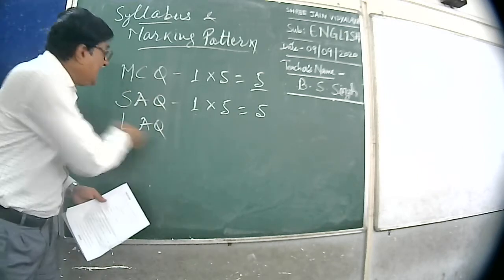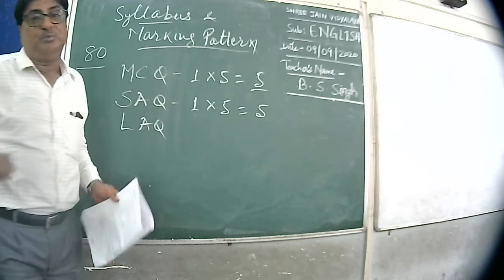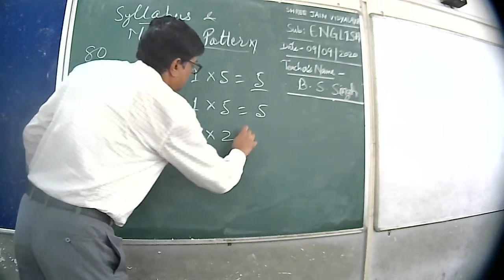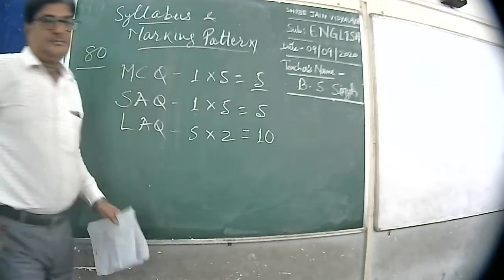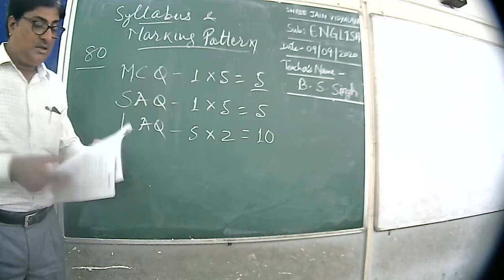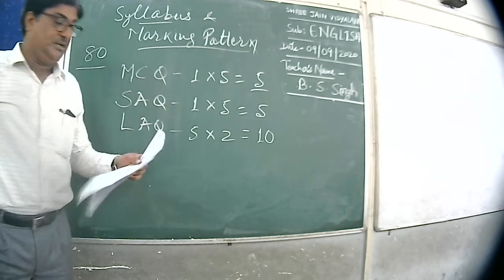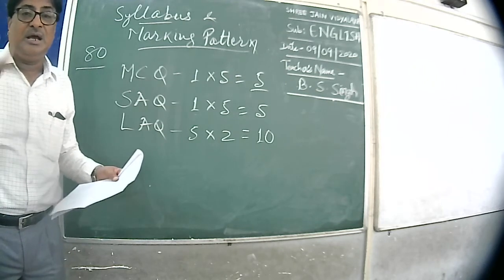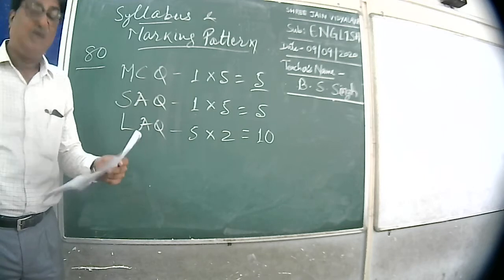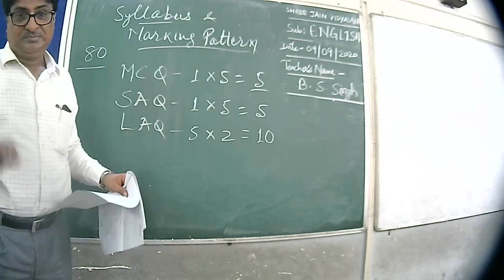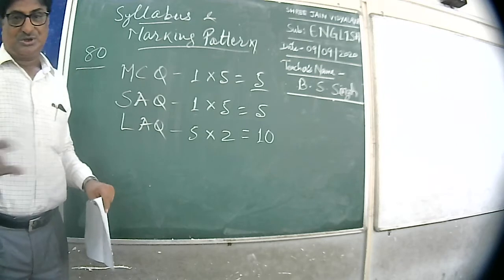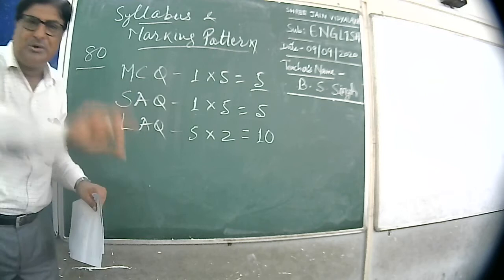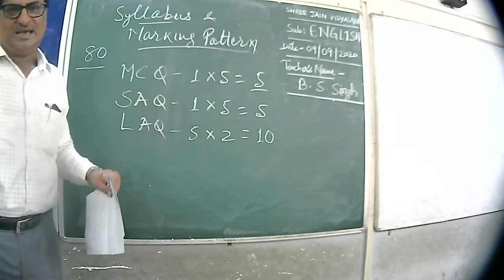Then LAQ. This is the most important part of the question. Here, you have to write the answer. This is the long answer question. You have to write the answer in about 100 words for 5 marks. You have to write two answers, two long answers from the prose section and two long answers from the poetry section.